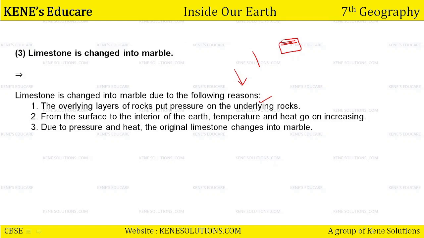From the surface to the interior of the earth, temperature and heat also go on increasing, and due to pressure and heat, the original limestone changes into marble. Because of the heat and pressure and constant pressure of the overlying layers, the limestone is changed into marble.